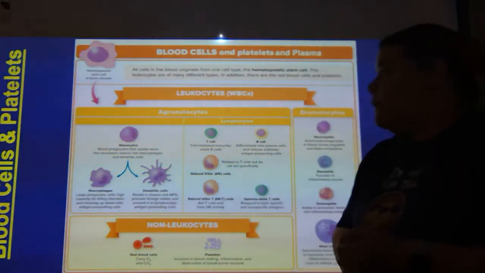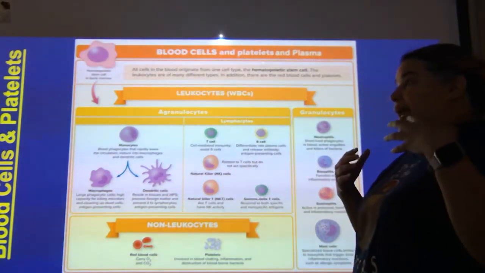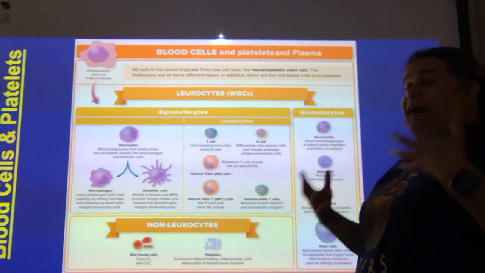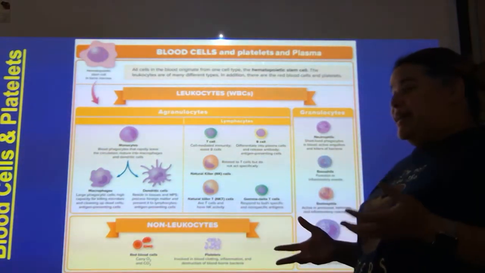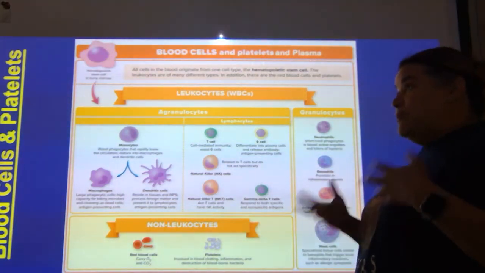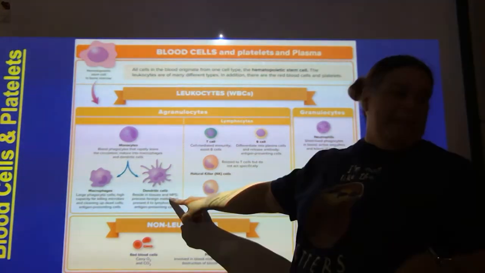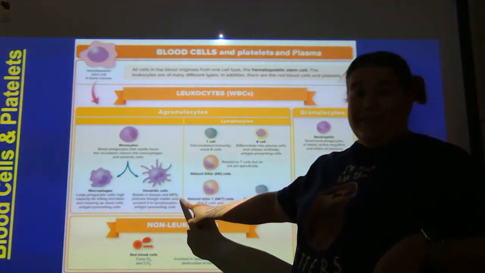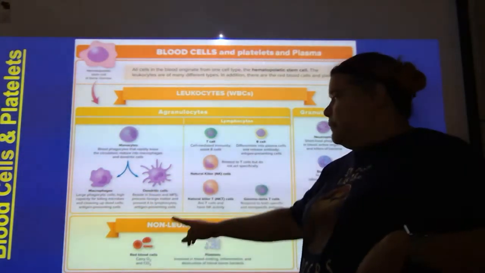So, macrophage, big eater. They actually have a really high capacity for killing microorganisms and cleaning up dead cells. Dendritic cells reside in the tissues, and they're part of the mononuclear phagocyte system. So they have one nucleus, mononuclear, one nucleus.